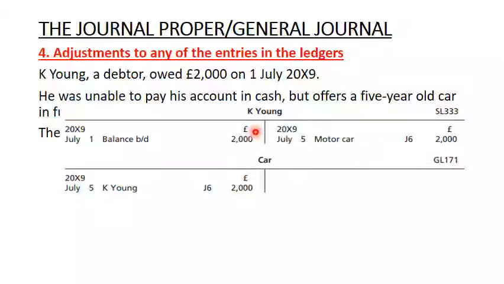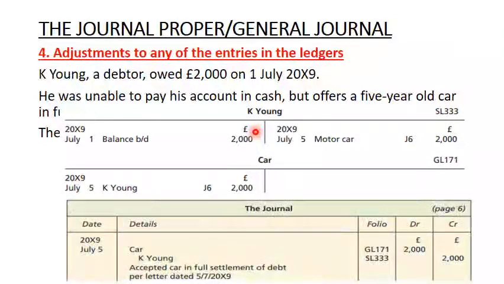The journal proper is easy. From now, I'm sure you can tell how the records are going to appear. We're going to have two accounts. We'll start with the account that's going to be debited, then the account that's going to be credited, then a narration. It's done. Okay, so car is receiving, so 2,000. K Young is giving 2,000. Explanation: accepted car in full settlement of debt. Okay, you are done.